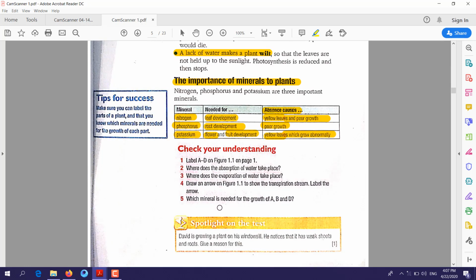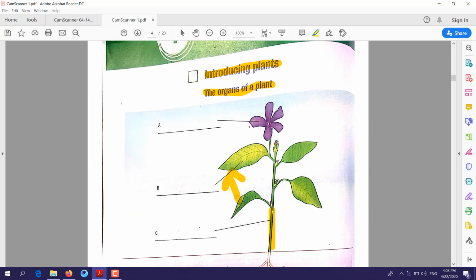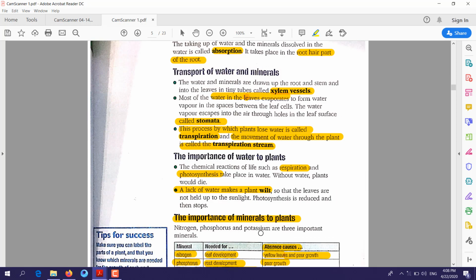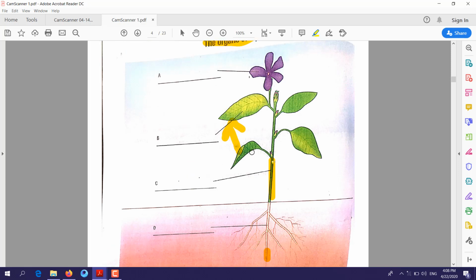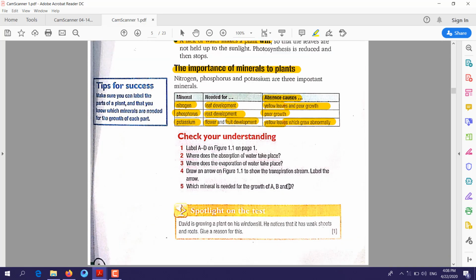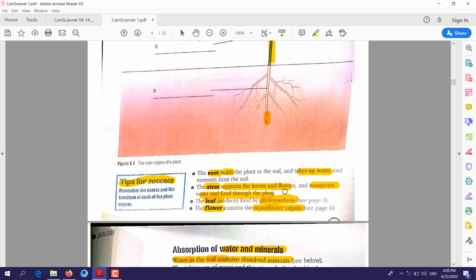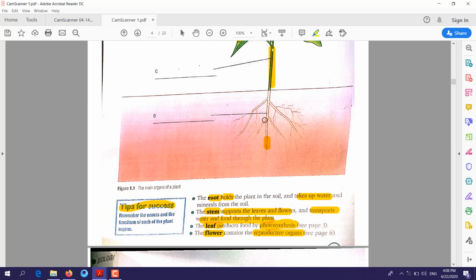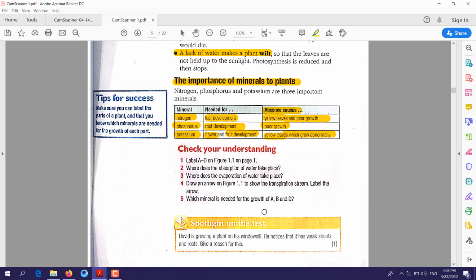Question number 5. Which mineral is needed for the growth of A, B, D? What is A? It's flower. Which mineral is needed for flower? It's potassium. Then, which part is B? It's leaf. Which one is needed for leaf? Nitrogen. Then for D, what is D? D is the root. Which mineral is required for root development? It's phosphorus. So here you need to focus and memorize these three minerals: nitrogen, phosphorus, and potassium.